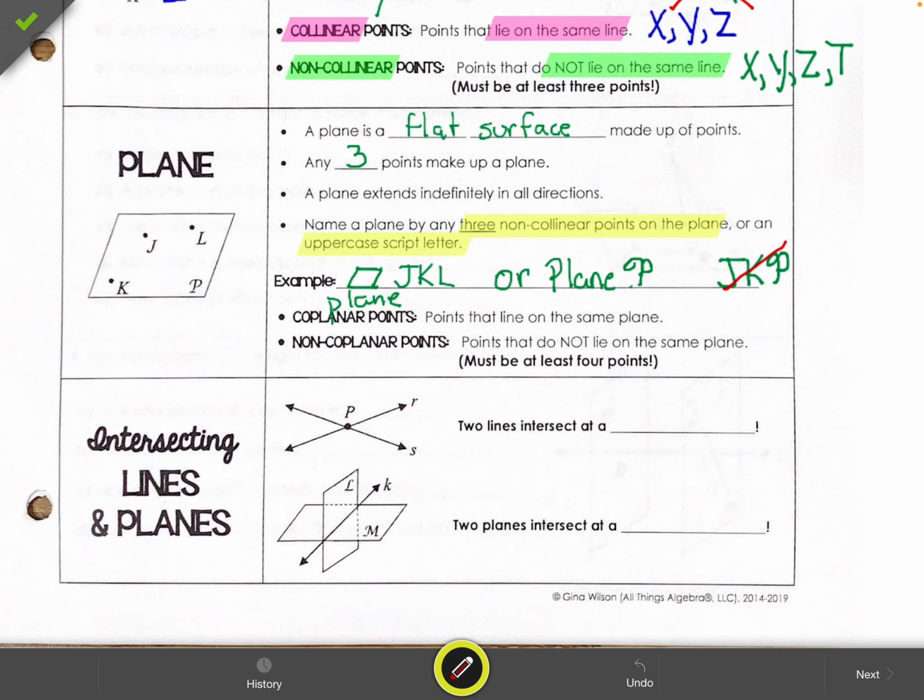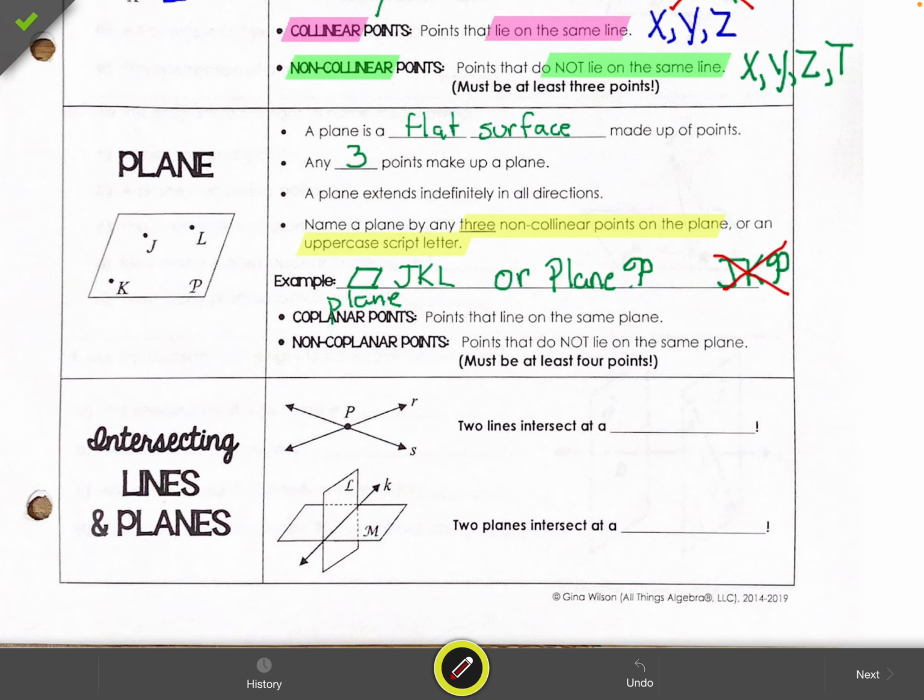Okay. If you just want an easy way to remember, you cannot mix capital letters with the cursive letters. Okay. They don't go together. So when you go to name it, make sure you don't have capital letters with a script/cursive letter.